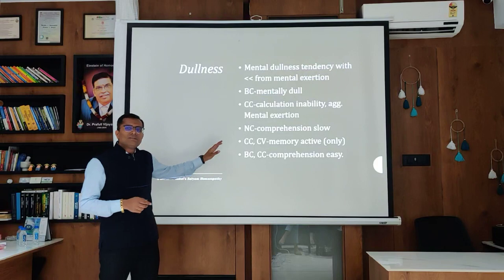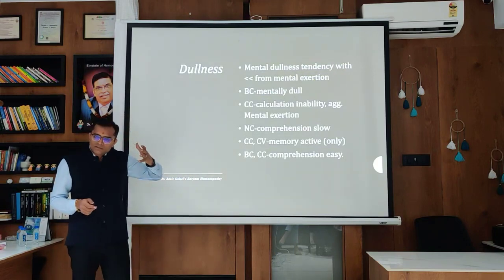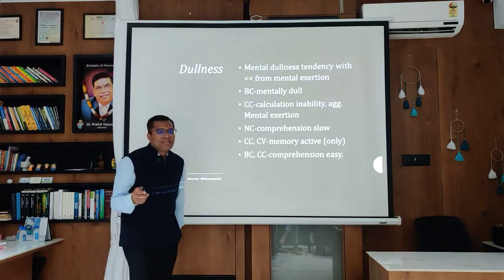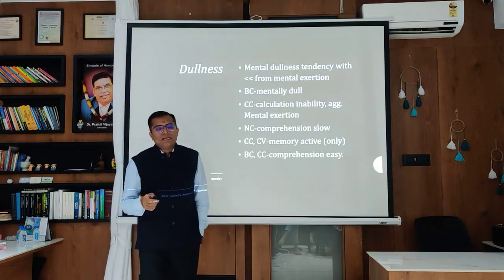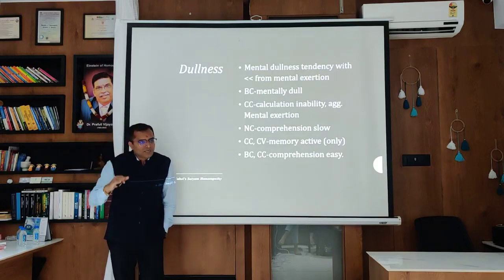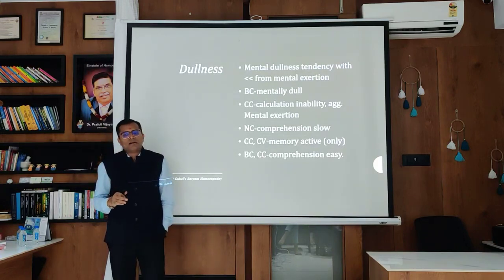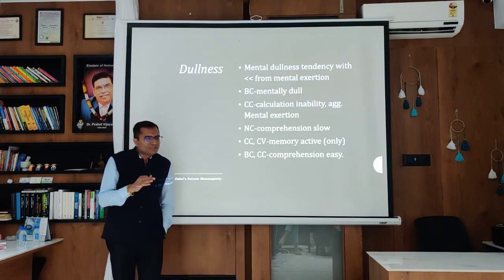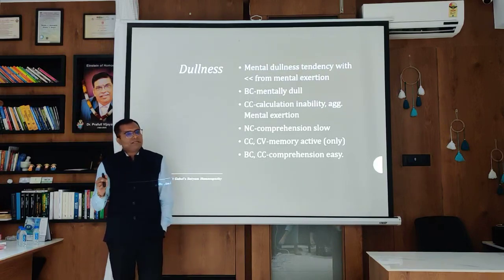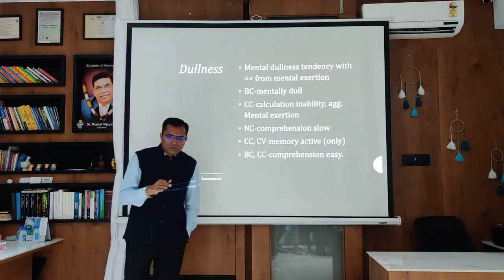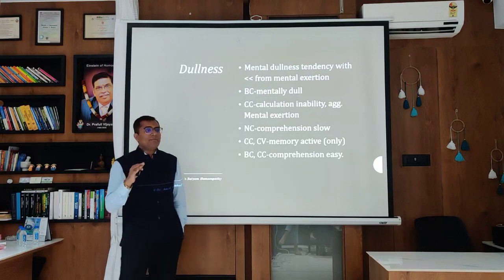So why? Because the intellect has become dull. So what happened? The mental dullness tendency aggravates from mental exertion. So every exertion can lead to dullness. What happens in Baryta Carb? Baryta Carb is mentally dull. Calcarea Carb has calculation inability and is aggravated by mental exertion. Natrum Carb has slow comprehension. Carbo Veg has memory active only.